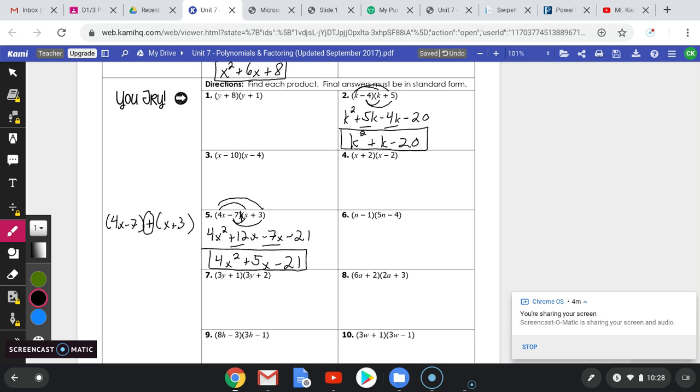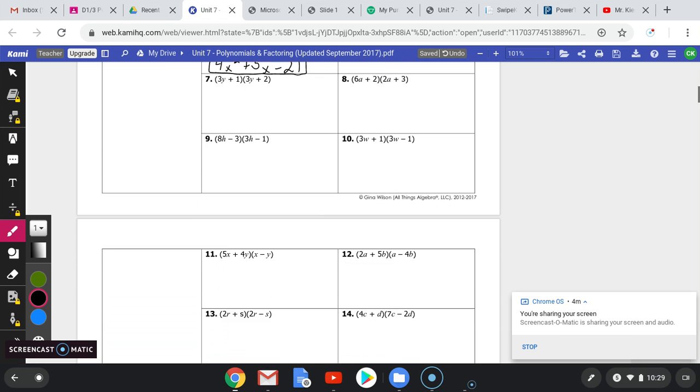Whereas here, I do have an actual operation, add or subtract. So in this case, you don't multiply. You don't do 4x times x. You would just combine like terms. 4x plus x, 5x, negative 7 plus 3, negative 4. That is the difference between those two. So I just want to make you aware of it, if I see either one.